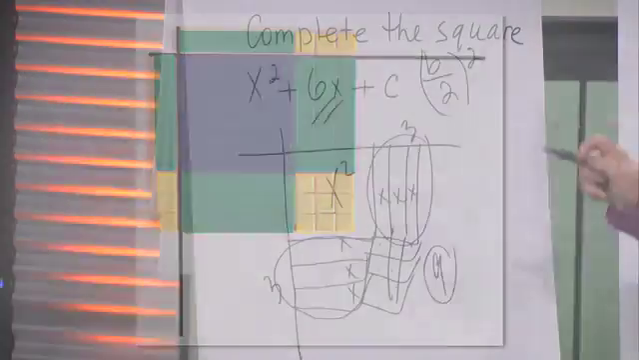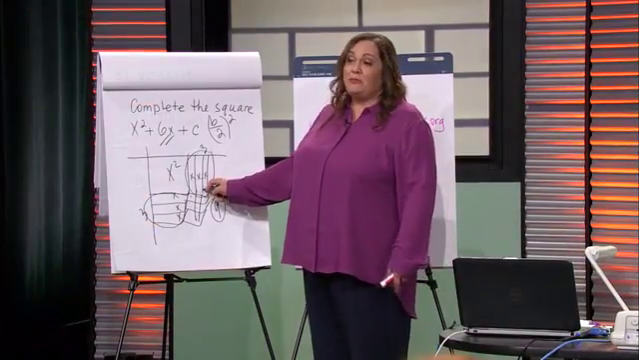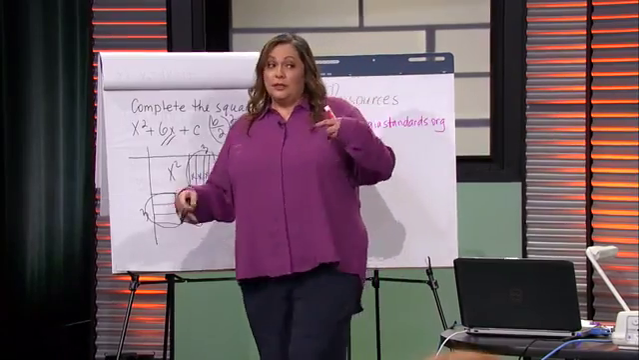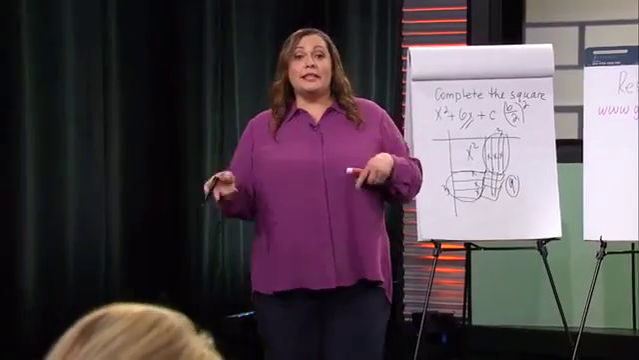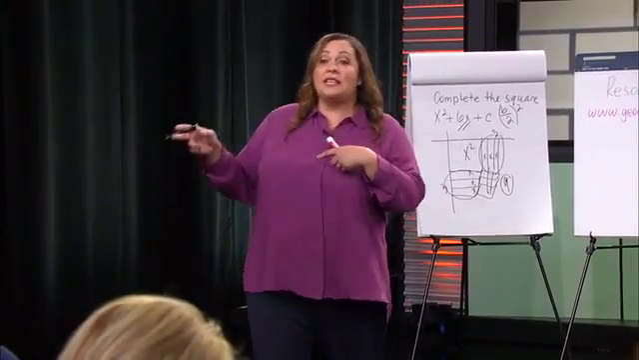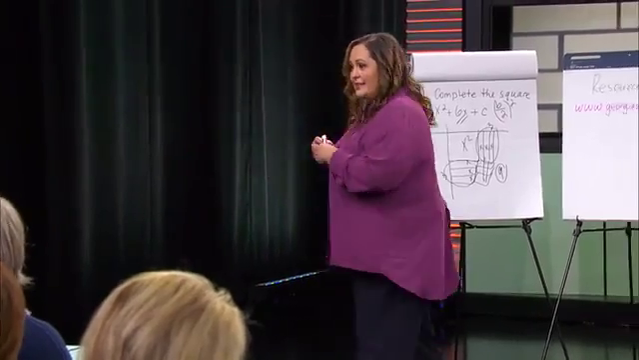How much more sense does this make now that we have done it with tiles than me just coming out and saying, to complete a square, you have to take the b term, divide by 2, and then square it and add, and don't forget to add it to both sides and that kind of thing. This makes so much more sense, right?